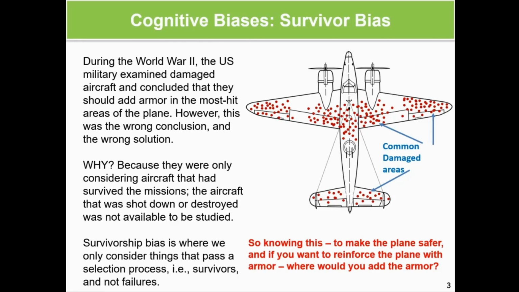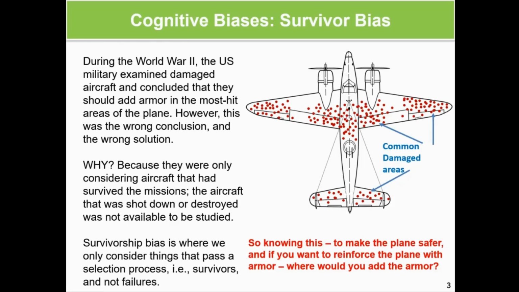So the reason why they want to do this is to make sure that more planes come home, right? That they don't crash. The first conclusion that they made was that, for those planes that came back, the red areas are where the most damage is, right? And the second conclusion was that by putting armor in those red areas, we would reduce the number of planes crashing.